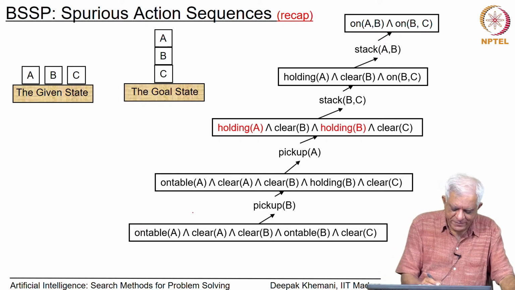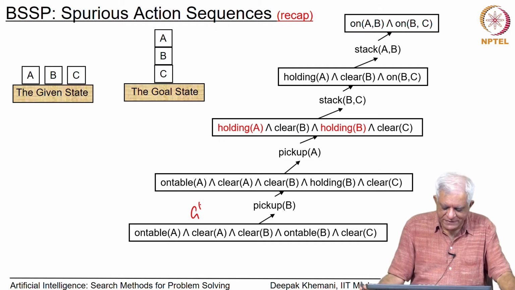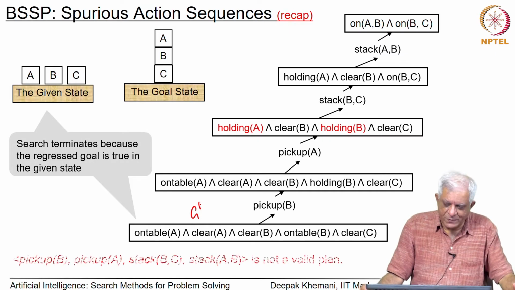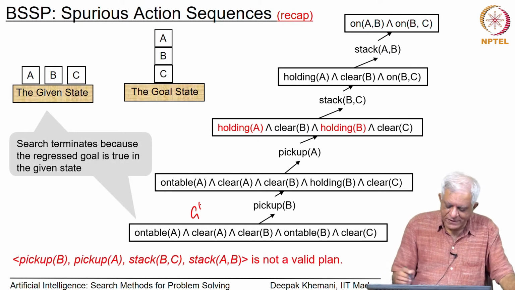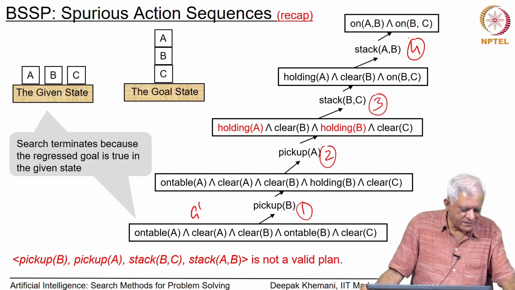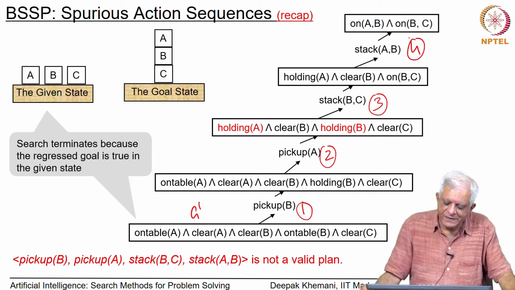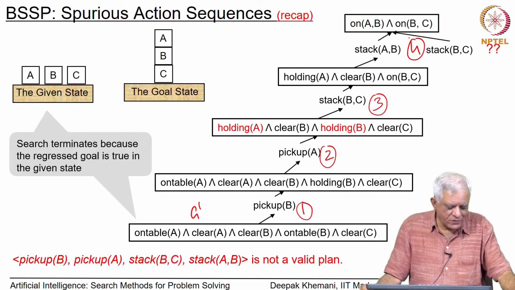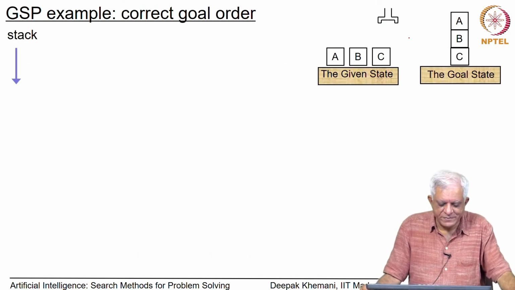So, this is some goal prime that it has regressed to, and that it happens to be true in the given state. So, it can terminate, but then we observe that the plan that it produced, the first action being pick up B, second action being pick up A, third action being stack B on C, and the fourth action being stack A on B, was not a valid plan. In fact, it cannot be executed in the domain that we have defined. So, let us see how goal stack planning addresses this problem.